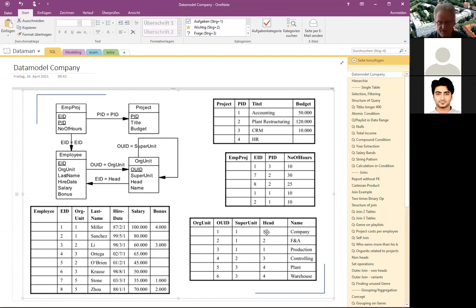So for example, you might have assumed that in the head of an organizational unit, I might have placed a name. But that would not be a good idea, because then I would not have a clear connection to the employee table, since heads of organizational units are also employees. Therefore, it makes perfect sense to relate back to the employee table. And for example, if we take controlling, who is head of controlling?